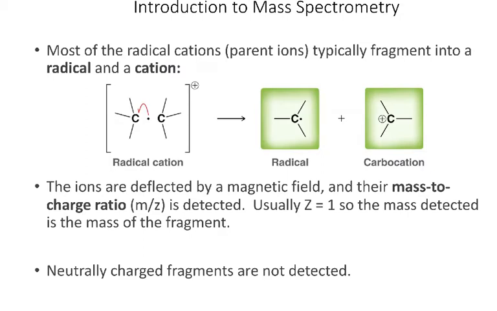Now what usually happens is after ionization, the molecule doesn't stay together. It actually breaks into fragments. It breaks into a radical that is neutral and we can't detect with the mass spectrometer, and then typically also a cation that we can detect. Now, what we measure in a mass spectrometer is not actually the mass, it's actually the mass to charge ratio, or the m/z ratio. But due to the fact that the charge is usually 1, generally the mass that we detect is the mass of the fragment that we're observing.